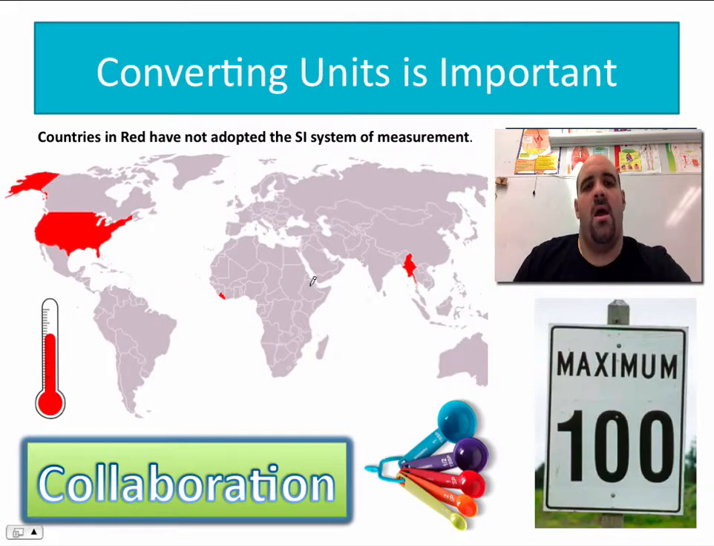Converting units is very important. If we look at this map here, notice all the countries in gray. Those are all the countries that do not use the English system or the American system that we use now. All these other countries are basically using metric or something called the standard international system. And what that means is we measure distance in feet or miles in the United States. Everywhere else, they're using meters, kilometers. They're using the metric system.